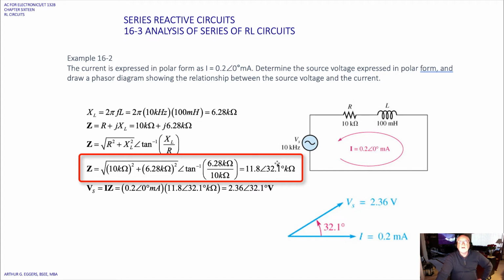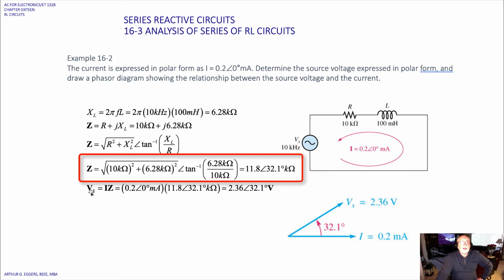So notice now, unlike a purely inductive circuit, the angle has changed. The angle now for the total impedance in the circuit is 32.1 degrees, down from the 90 degrees that we would normally see for a purely inductive circuit.